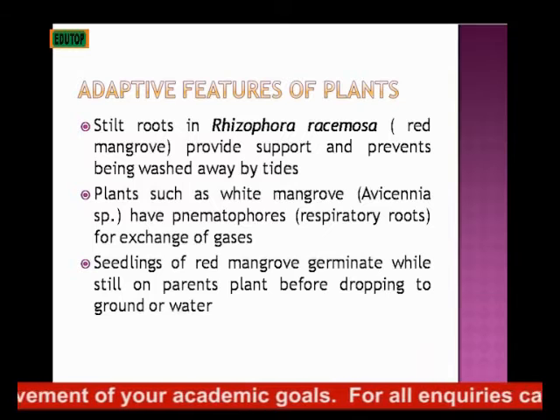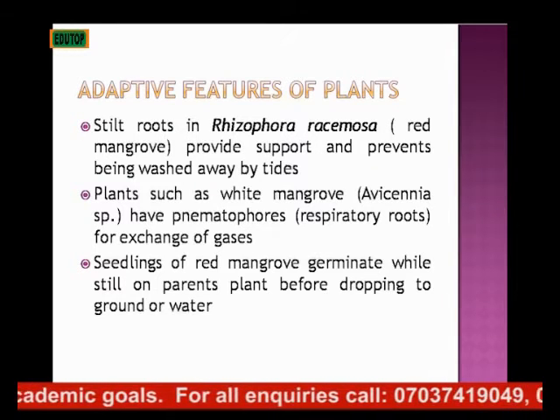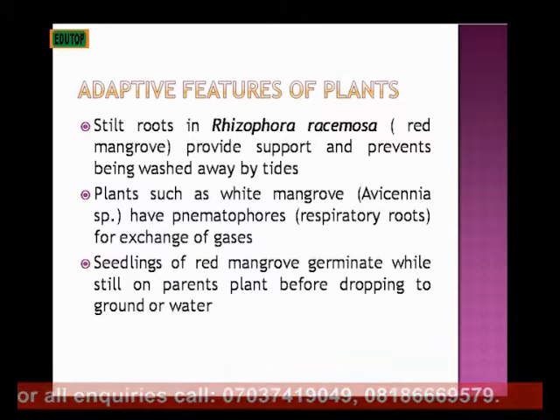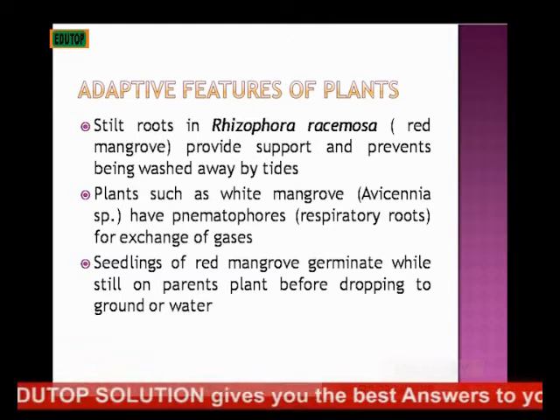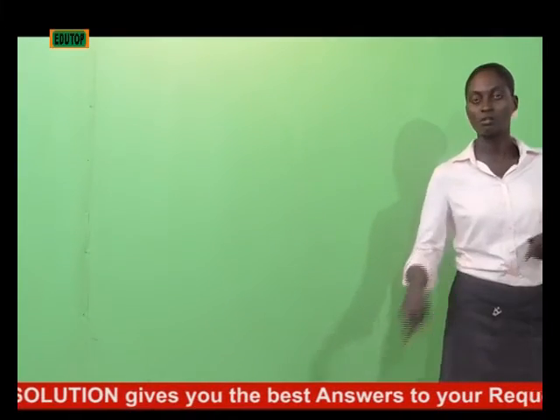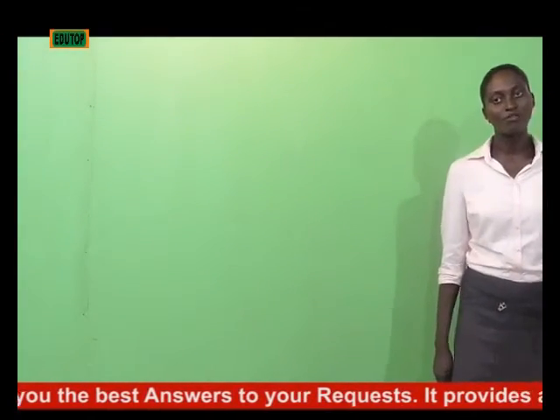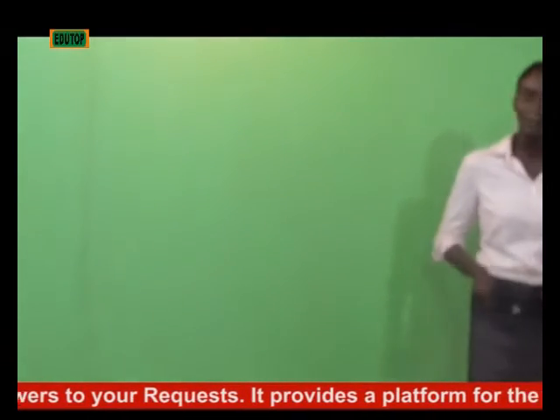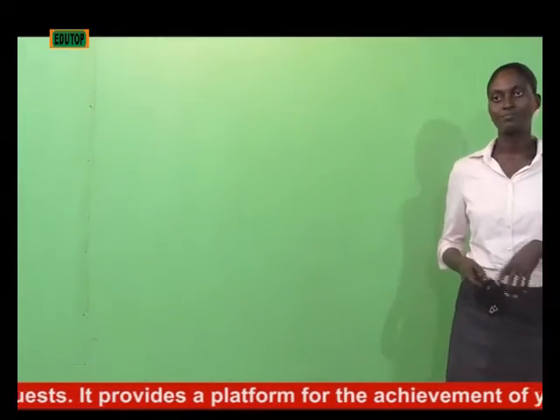Also, the seedlings of red mangrove germinate while still on the parent plant. It starts germinating on its parent plant before it drops into the water. If it does not do that, by the time it drops into the water, it may not be able to survive the water. So an adaptive measure of red mangrove is to germinate its young seedling on the parent plant before it drops into the water or to the ground.